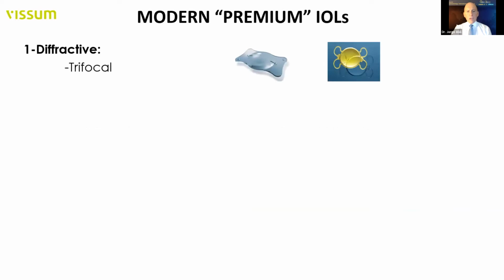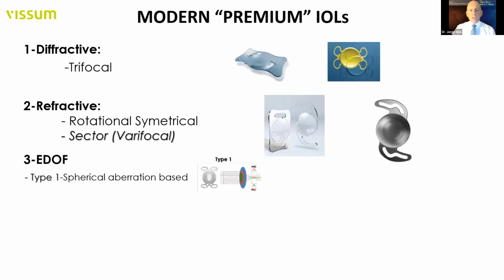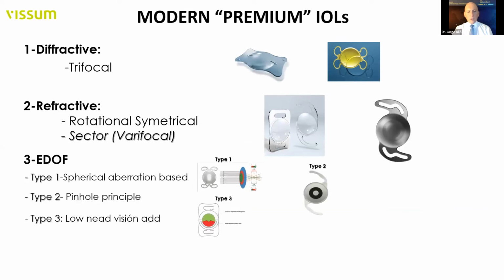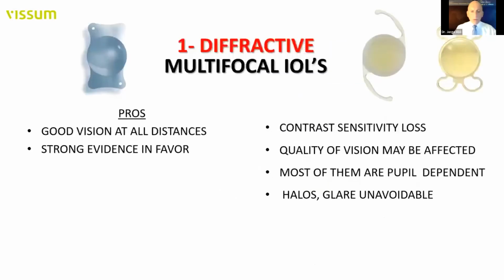So today we have this display of lenses: diffractive, refractive, and EDOF, and this is my classification for EDOF, and I will be focusing more on this later on. Type 1 for me is spherical aberration based, type 2 pinhole principle, type 3 low power near vision add, type 4 hybrid multifocal, and type 5 optical center modification, which are the enhanced monofocals. Diffractive lenses have very good vision for all distances and strong evidence in favor, but cause contrast sensitivity loss. Quality of vision might be a problem, and most of them are pupil dependent, and halos and glare are, whatever model you use, unavoidable to some extent.